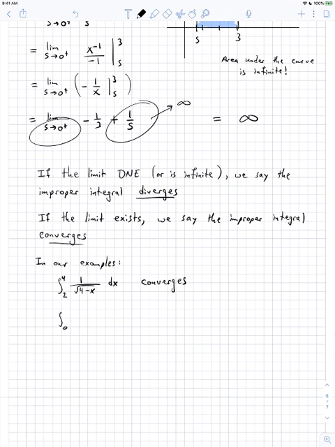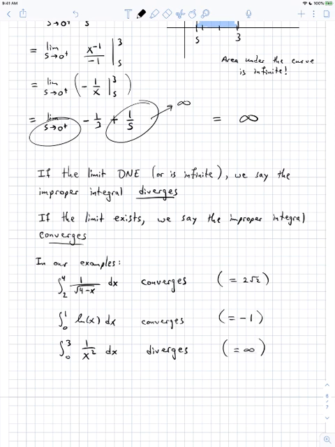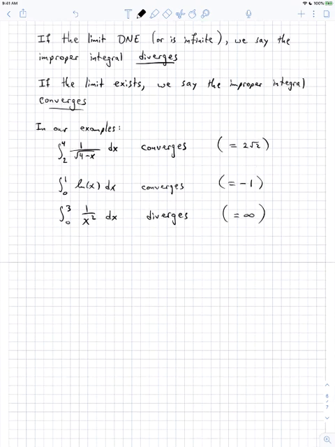The integral from 0 to 1 of ln of x dx, that one converges. So the first one is equal to 2 square roots of 2. This one is equal to negative 1. And the integral from 0 to 3 of 1 over x squared dx, this one diverges. This is the one that we just computed because it's equal to infinity. So that one diverges.